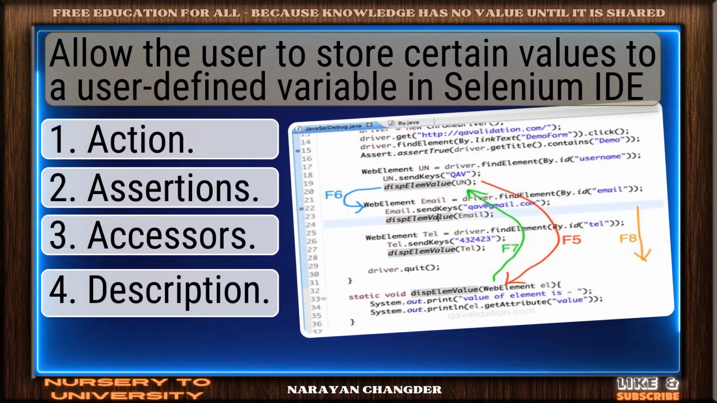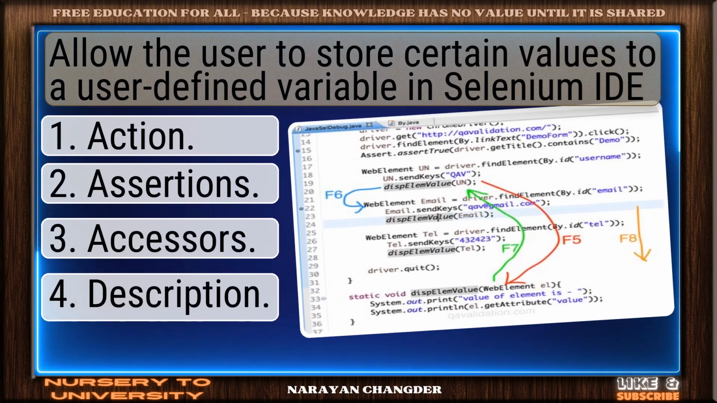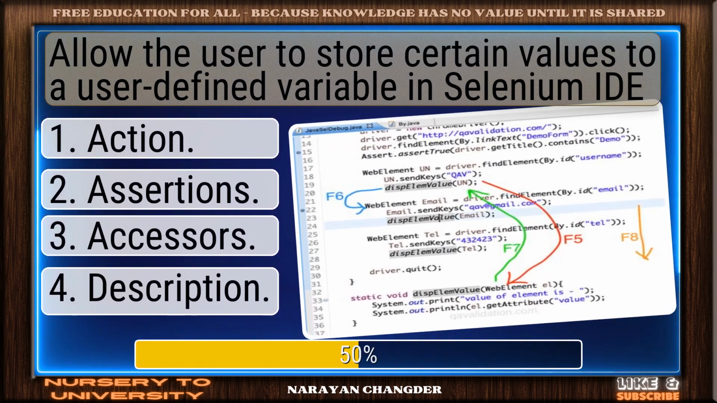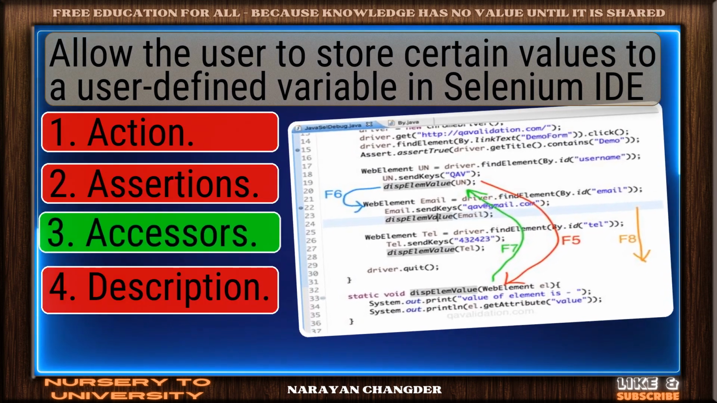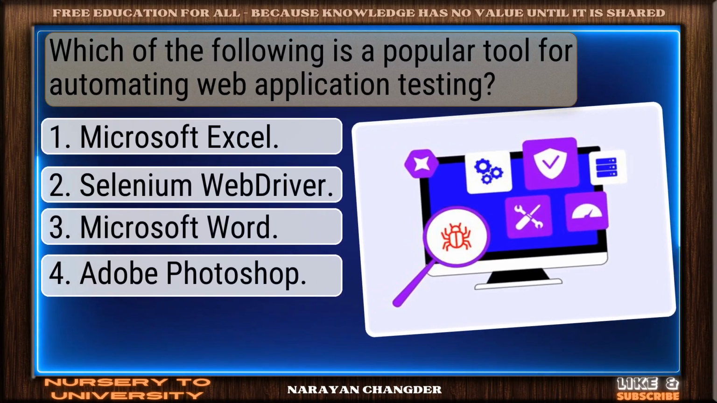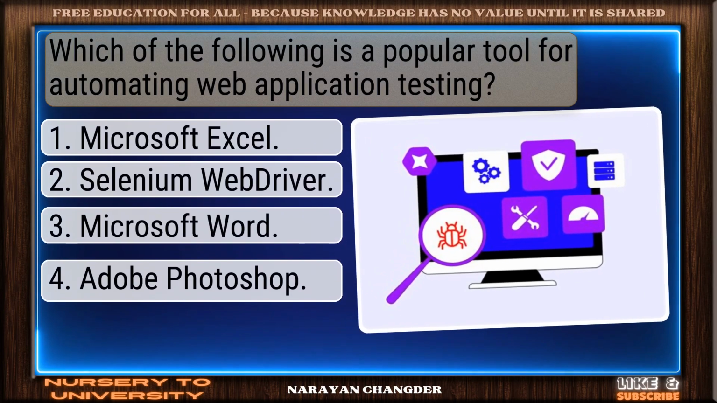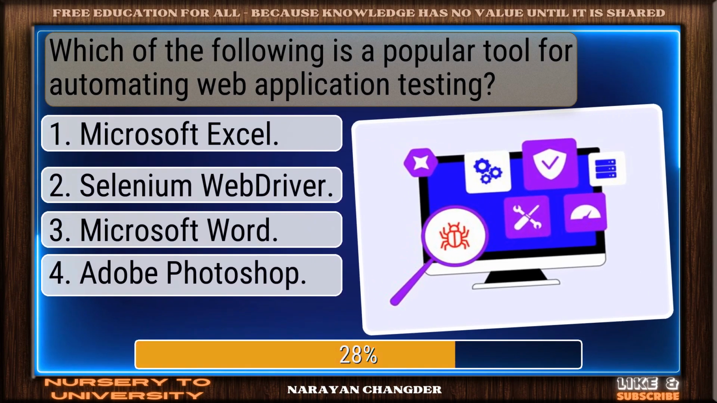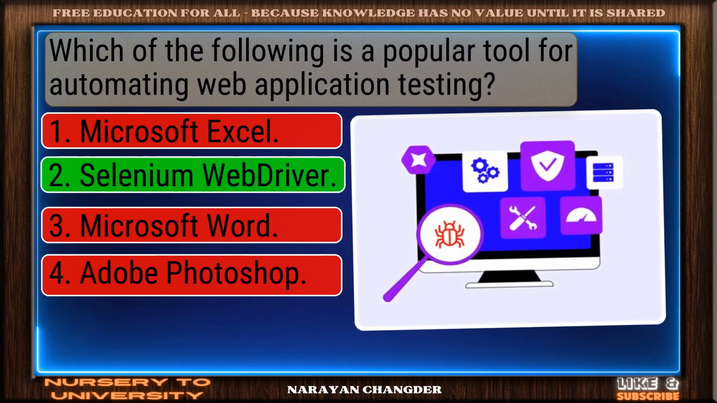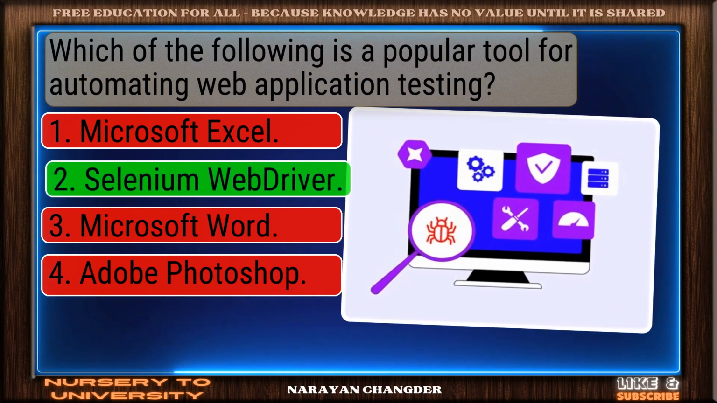Question number 5. Which allows the user to store certain values to a user-defined variable in Selenium IDE? Good thinking. Accessors is the right answer. Question number 6. Which of the following is a popular tool for automating web application testing? Great job! Selenium WebDriver is the accurate answer.